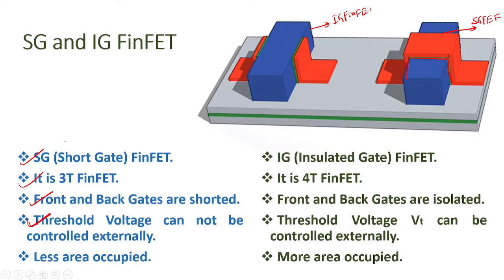Okay, so unless area is occupied, in an insulated gate FinFET, four channels will be available, and the front and back gates are isolated, and the threshold voltage can be controlled externally, but more area is occupied. Okay, so you need to remember there are two types of FinFETs available. One is short gate, and the other is insulated gate FinFET.